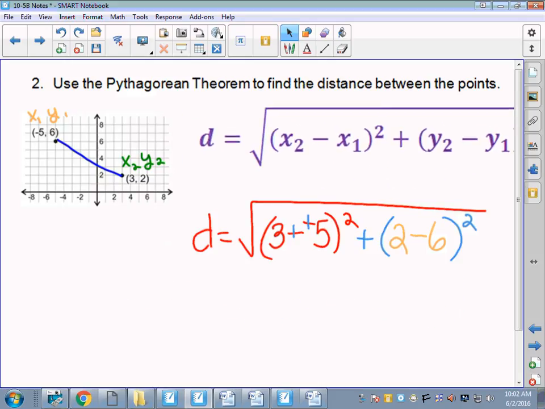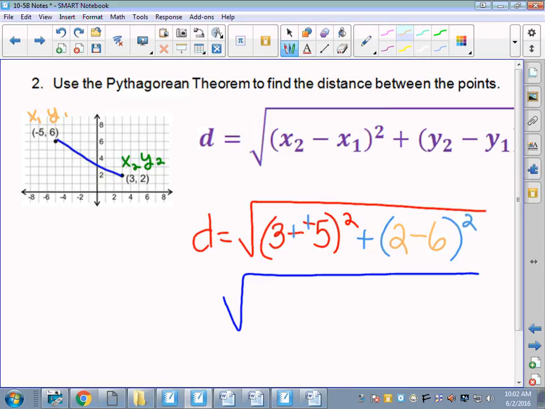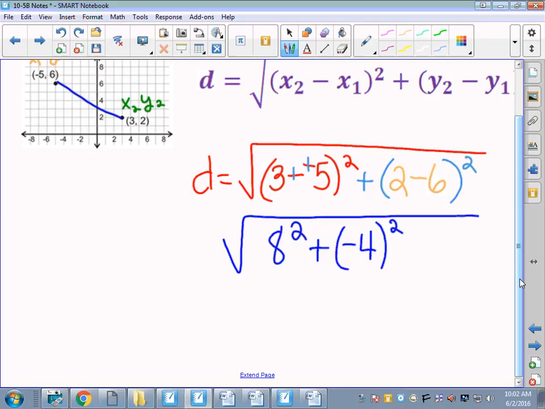So my math problem is all this stuff underneath the radical. What's 3 plus a positive 5? What's 2 minus a 6? Remember, whenever you square a negative, what kind of sign are you going to get for your answer? Yep, it'll be a positive. So D equals the square root of 64 plus 16.